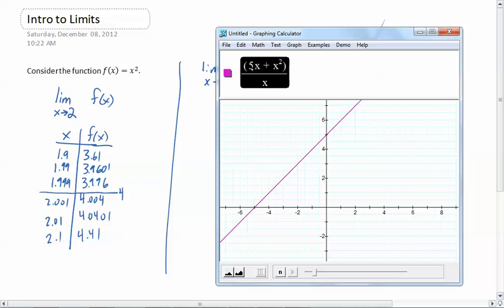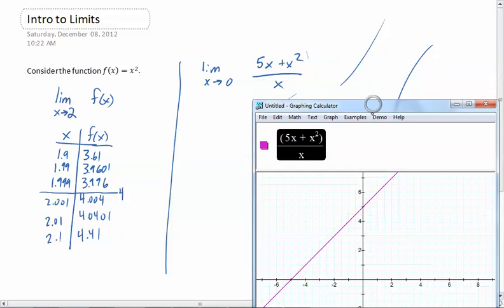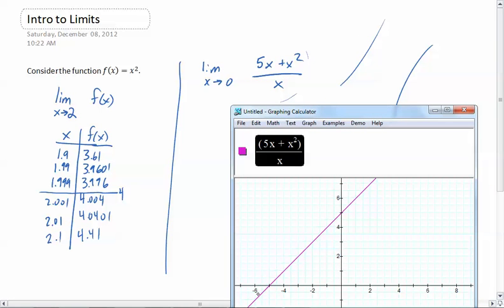This is the graph of 5x plus x squared over x, which is what I was trying to do there. And you notice it's actually a straight line. Now, it looks like it exists here at 0, but we know it can't, because if I put 0 in, I'm going to get an undefined. So it actually can't exist here. However, it does exist everywhere else, and it's not an asymptote. Let me show you why.